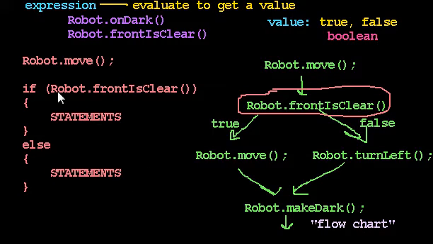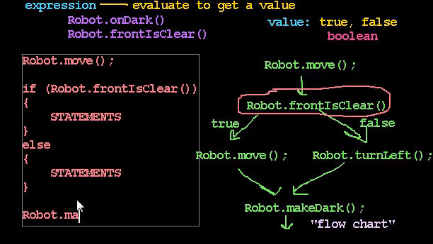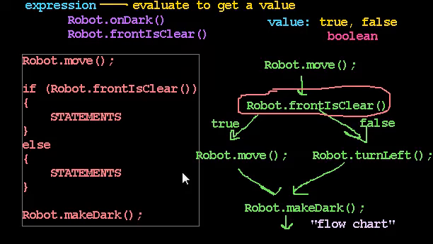In other words, when Java executes this if, it's going to first evaluate this expression, robot front is clear, and get a true or a false value. If that value is true, only these statements will execute, and if that value is false, only these statements in the else will execute. Either way, the program will then proceed to whatever's next, which maybe is make dark. So that's what an if looks like.